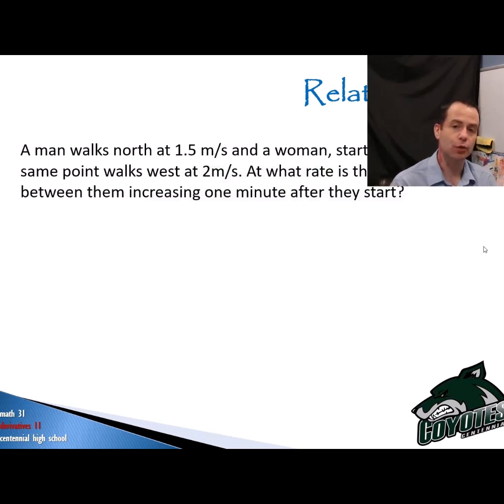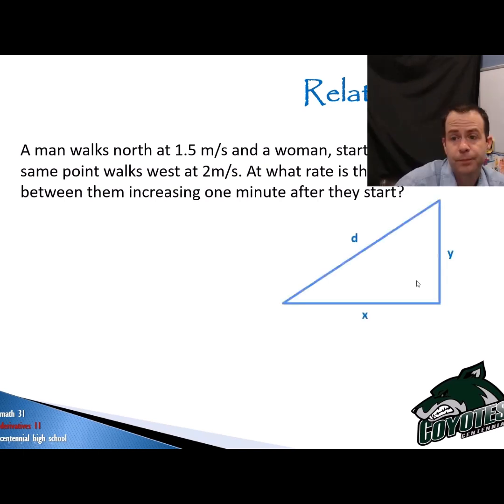A man walks north at 1.5 meters per second, and a woman starting from the same point walks west at 2 meters per second. At what rate is the distance between them increasing 1 minute after they start? So essentially, I have a man walking north, so he would be the y value. The woman is walking west, so she would be the x value. And I'm looking for the rate the distance between them is changing, which I call d.